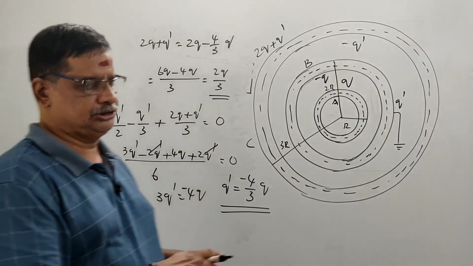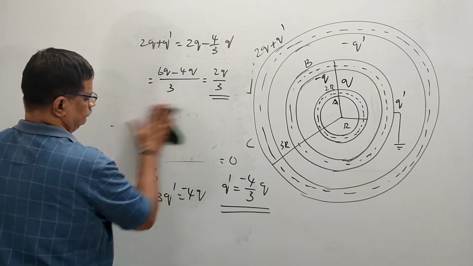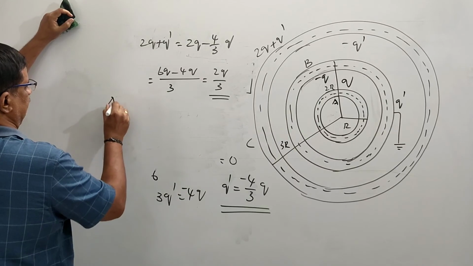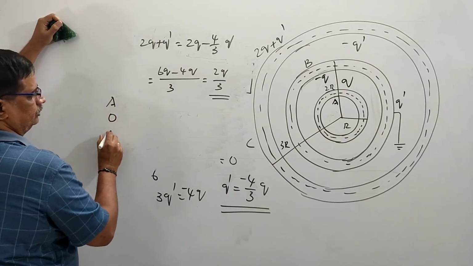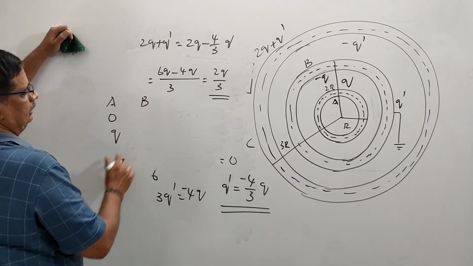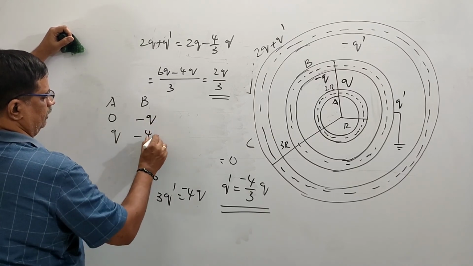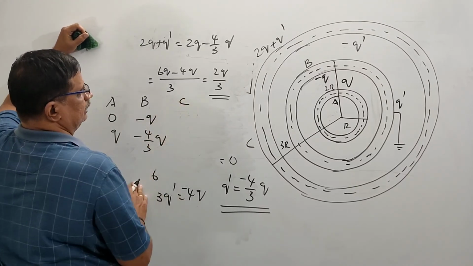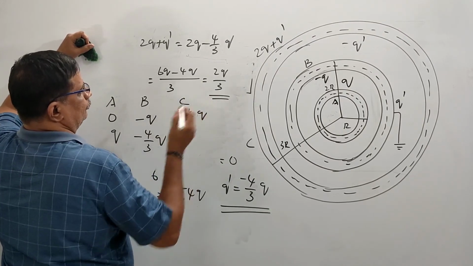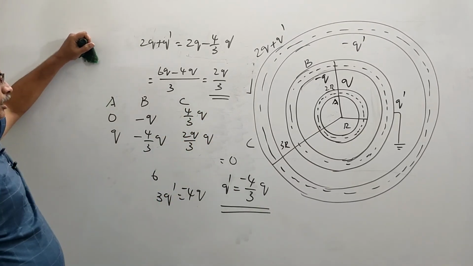So now let us write the charges appearing on all the 6 surfaces. As far as A is concerned, the charges are inside 0, outside Q. For B, the charges are inside minus Q, outside Q dash, which is minus 4 by 3 Q. As far as C is concerned, inner side minus Q dash, which is 4 by 3 Q. Outer side, 2Q plus Q dash, which is 2 by 3 Q. So those are our answers.